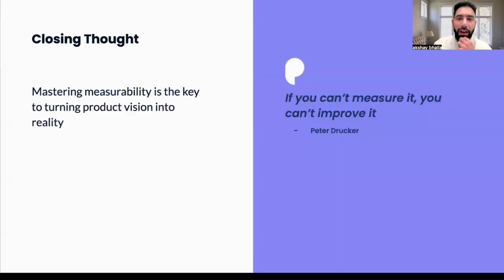In the words of Peter Drucker, an author I really admire, by the way, if you can't measure it, you can't improve it. Measurability is what empowers us to turn a vision into reality, one metric at a time.